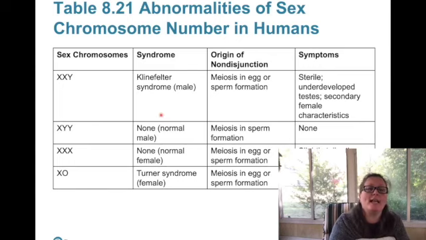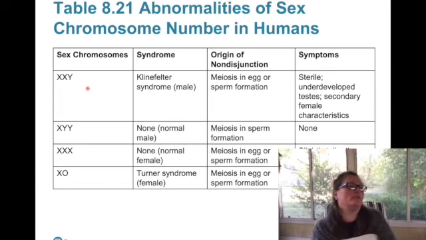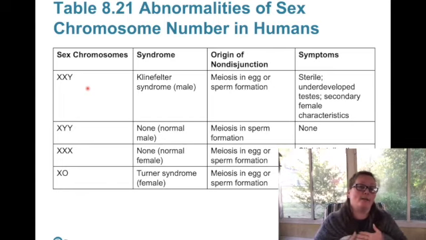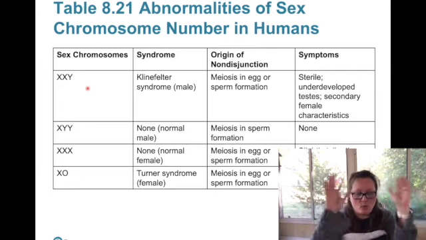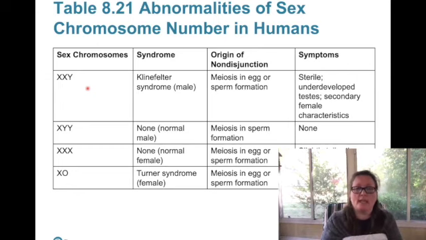But we have Klinefelter syndrome, XXY. This one is technically male because you have the Y. However, what tends to happen is they look a little more female. They have a few more female characteristics. They have breasts. They have wider hips, so more of the hourglass figure that we think of for a female, less of the wedge figure for a male.